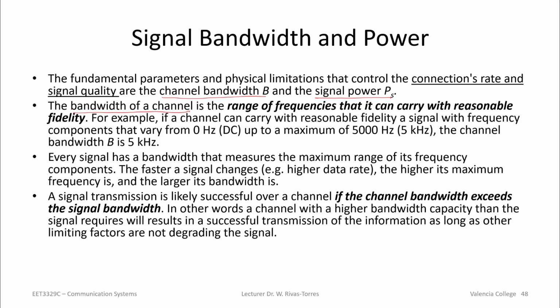Remember that every signal has bandwidth, and that's the maximum range of its frequency components. The faster the signal, in some cases, the higher the data rate. That's what it translates to: the higher its maximum frequency, the larger its bandwidth is. So faster signal, higher bandwidth, therefore the channel bandwidth has to be higher as well. So a signal will be successfully transmitted through a channel if the channel bandwidth exceeds the signal bandwidth.